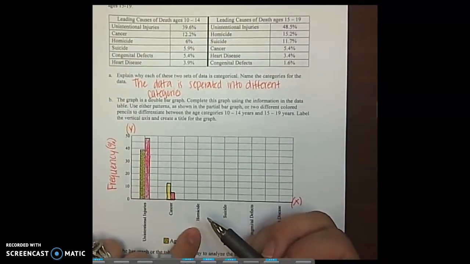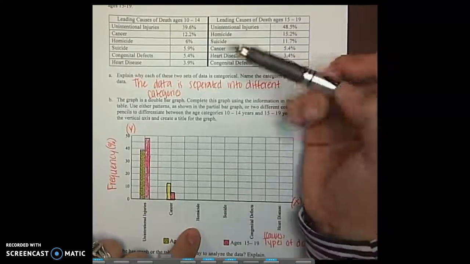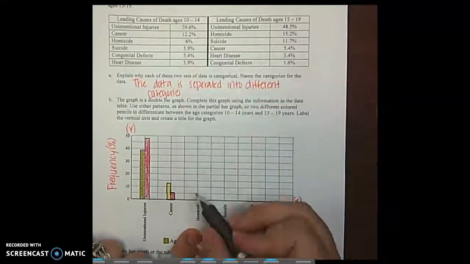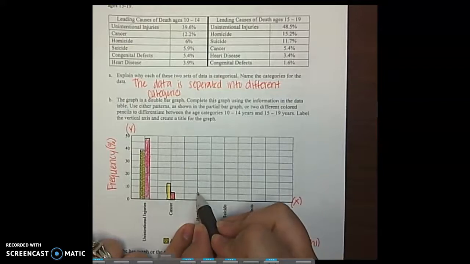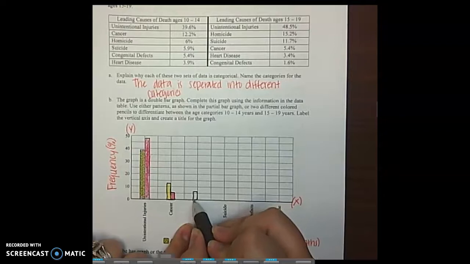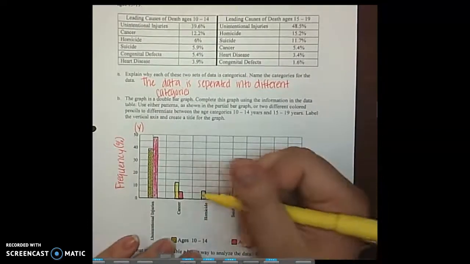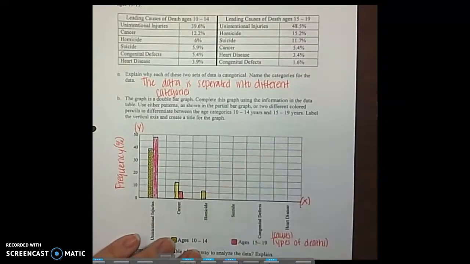On the next one is Homicide. So I'm going to go to my 10 to 14. I'm at 6%. So I'm just slightly above that 5% line. And I'm going to make my graph or my bar. I'm going to color it yellow.